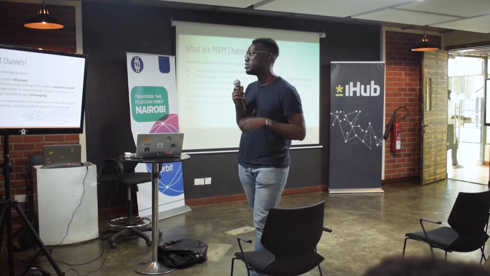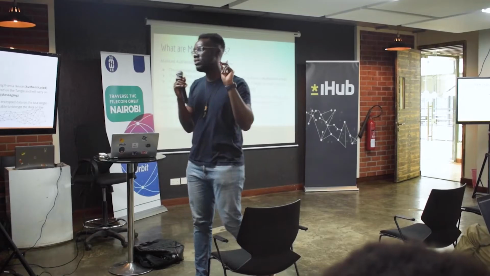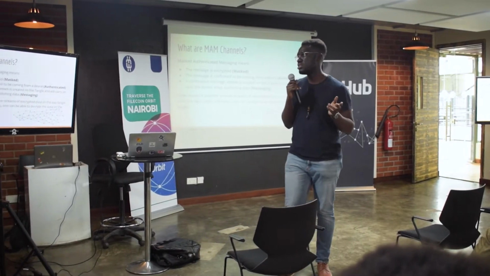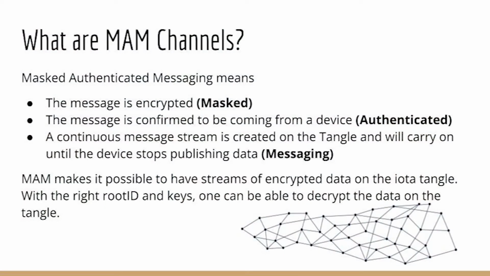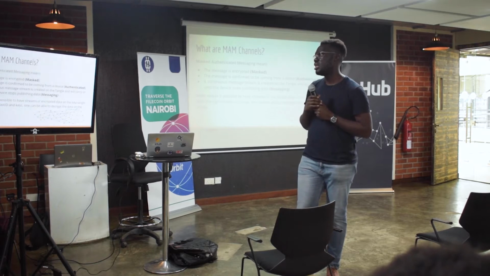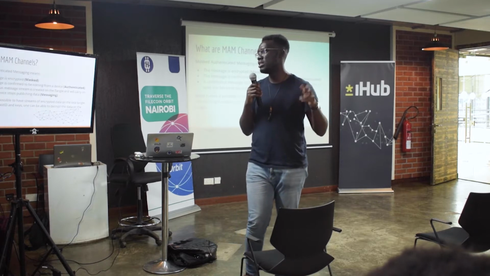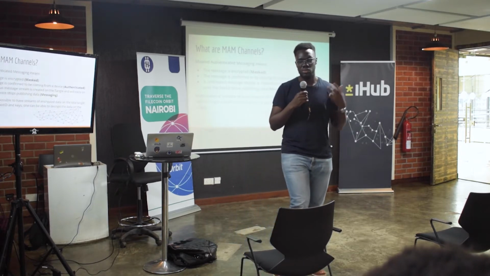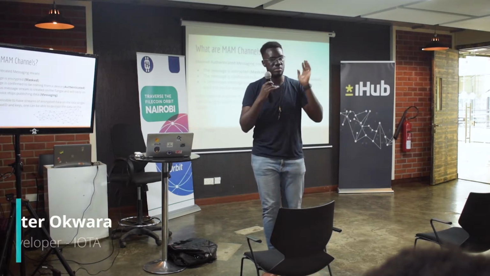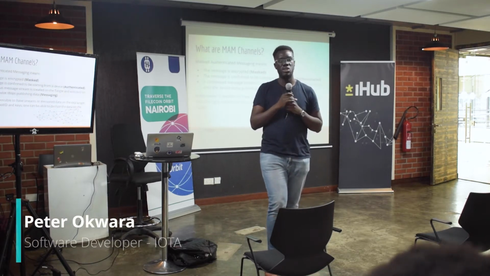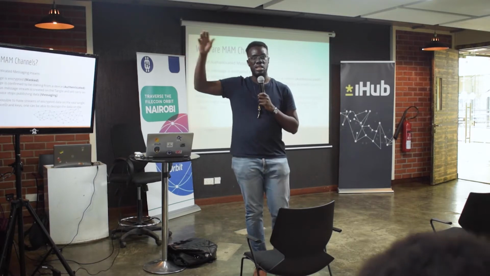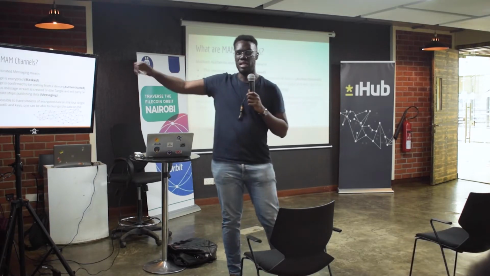So one thing I've used to try and store this data within the IOTA blockchain is something known as MAM channels. It's a way of storing the data in the blockchain. Number one, the message is encrypted, which is masked. Then the message is confirmed to be coming from a device, meaning it's authenticated. And then a continuous message stream is created in a tangle that will carry on until the device stops publishing data. So if you have a device, it could be a laptop, it could be an IoT device, you could endlessly publish data into the IOTA stream until it forms a stream of data.